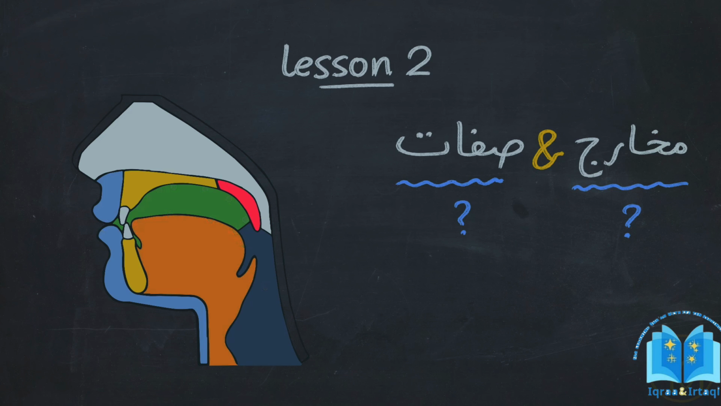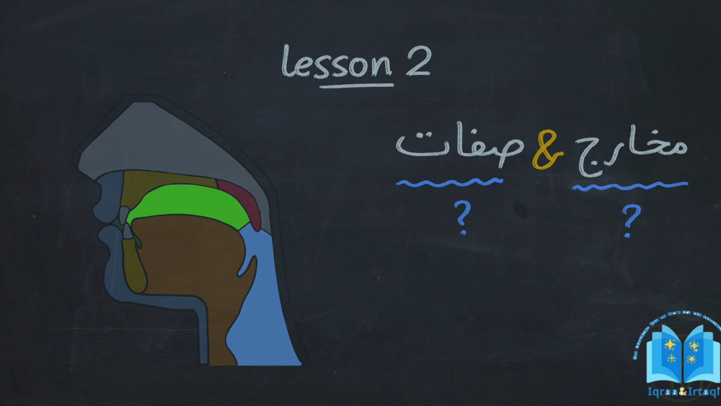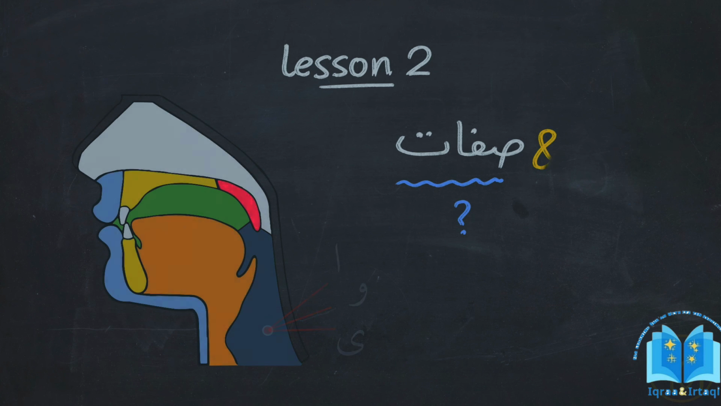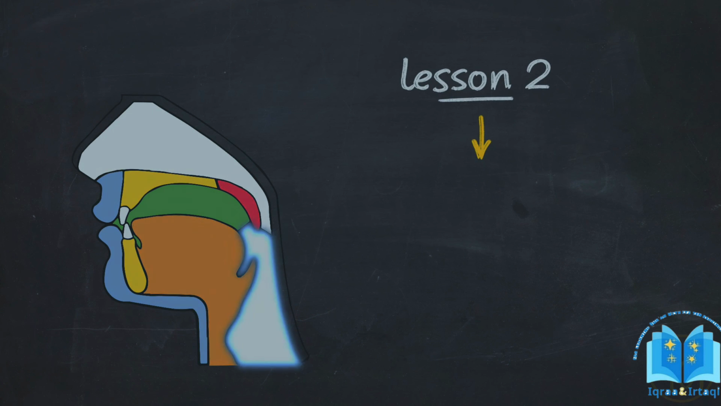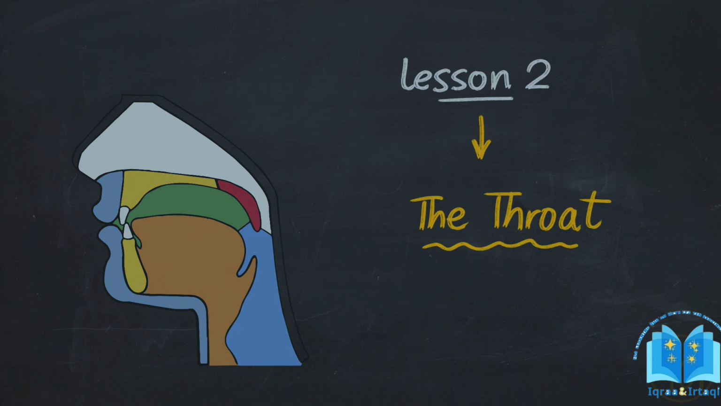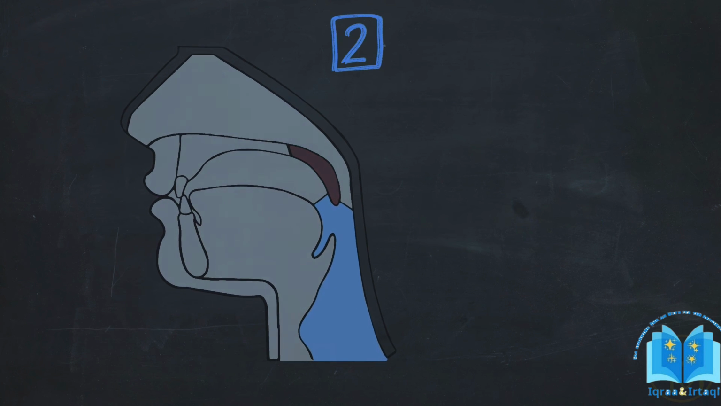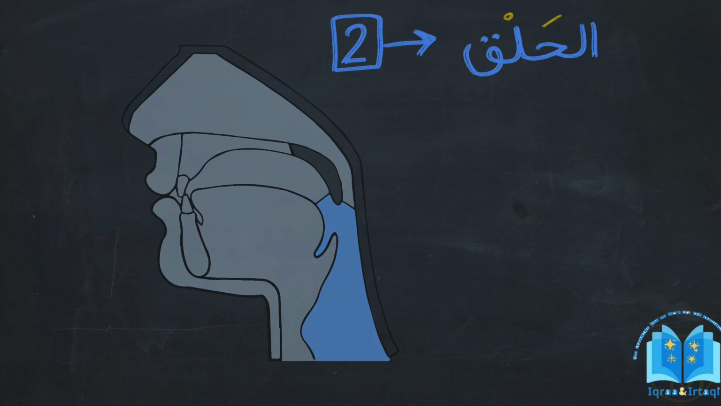And we started with the first area, the mouth cavity, which is in Arabic al-jawf, which had only one makhraj responsible for pronouncing the 3 long vowels, alif, waw, and ya. And today we're moving on to the next area, which is the throat. In Arabic, the throat is called al-halq. So let's get started. The area of the throat, or al-halq, contains 3 points of articulation.